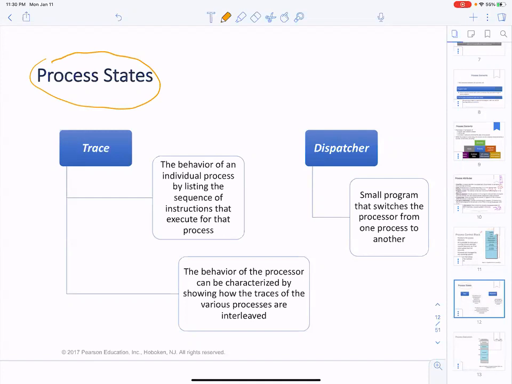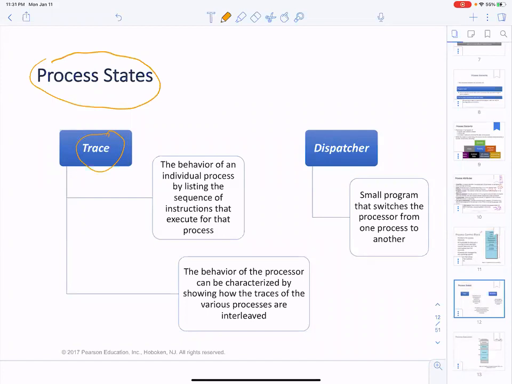Such a list is referred to as a trace. So you need the process control block, you do need the data associated with the process, you do need the program counter, and the program code, of course, and also you do need the trace of a process. The trace of a process is just a list of all the sequence of instructions that you need to execute a process. And we could actually categorize the behavior of the processor by showing how the traces of the various processes are interleaved. So what is a trace in terms of definition?